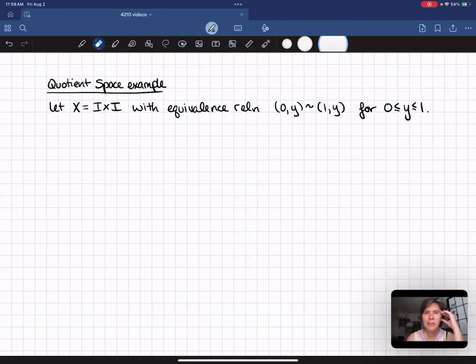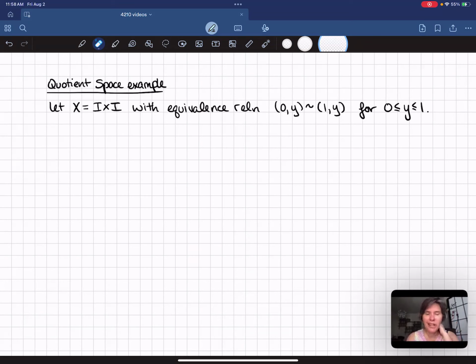Hi, this is Barrett Givens, and in this video, we're going to do an example of a quotient topology using the idea of a gluing diagram. All right, so we're going to start off with this quotient space, and we're going to be given it using an equivalence relation.